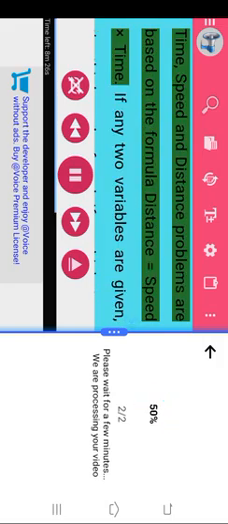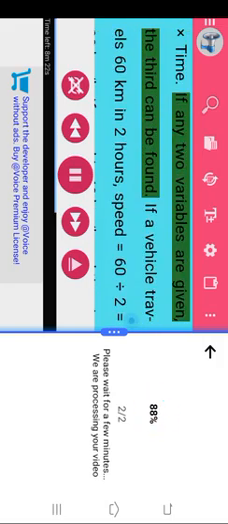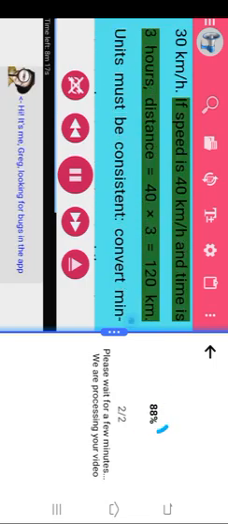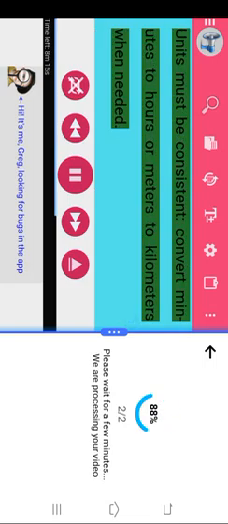Time, speed and distance problems are based on the formula distance equals speed times time. If any two variables are given, the third can be found. If a vehicle travels 60 kilometers in 2 hours, speed equals 60 divided by 2 equals 30 km per hour. If speed is 40 kilometers per hour and time is 3 hours, distance equals 40 times 3 equals 120 kilometers. Units must be consistent. Convert minutes to hours or meters to kilometers when needed.